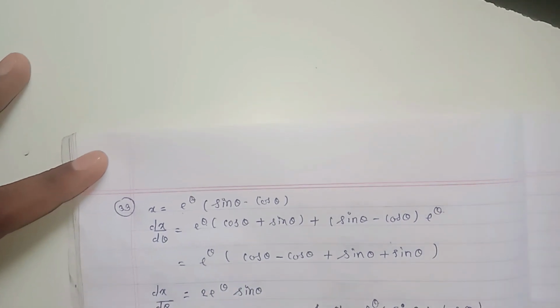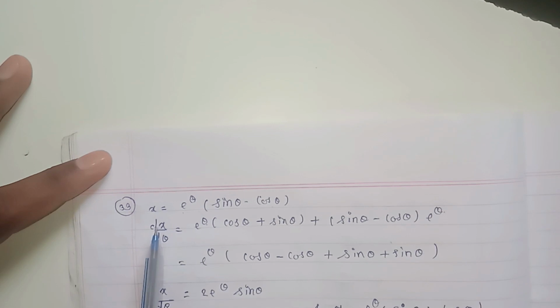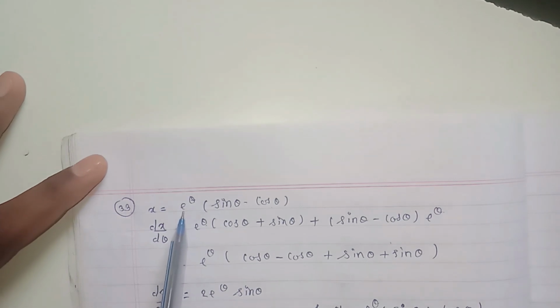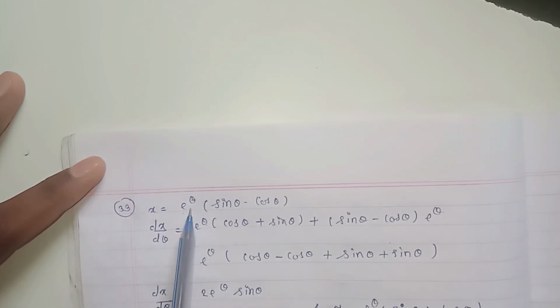Now in our question, x is given as e raised to theta times (sine theta minus cos theta). Let's find dx by d theta. For dx by d theta, we have to differentiate the product of two different functions. The first function is the exponential, e raised to theta, and the second function is sine theta minus cos theta, which is trigonometric. So apply the product rule of differentiation.